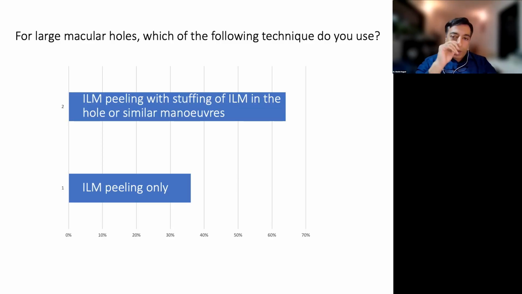Okay, so a lot of people are using it to stuff at the end of surgery, or similar maneuvers along with peeling.